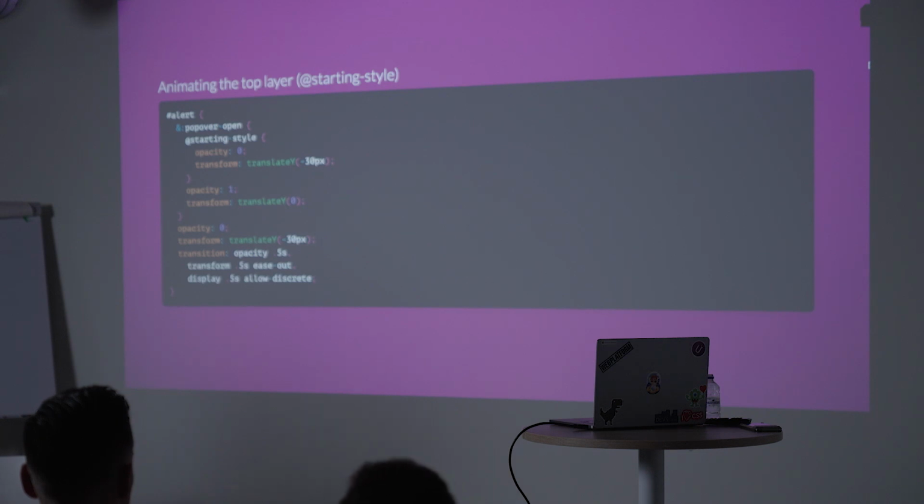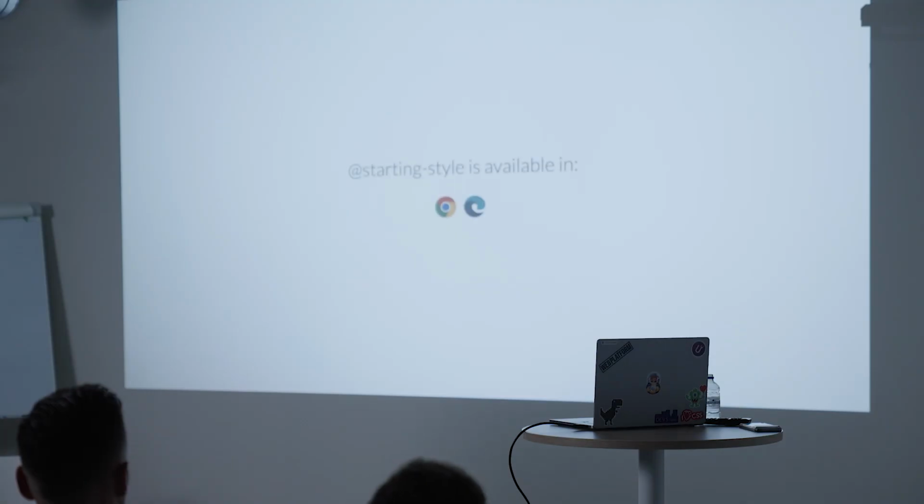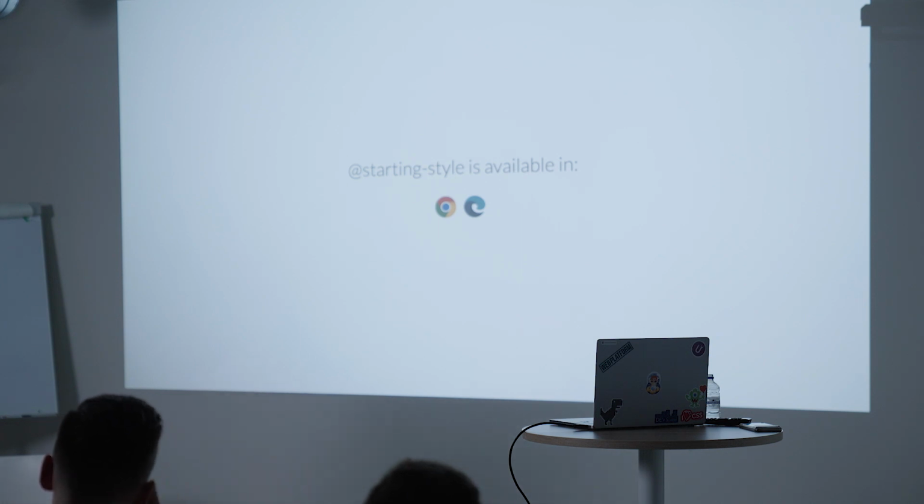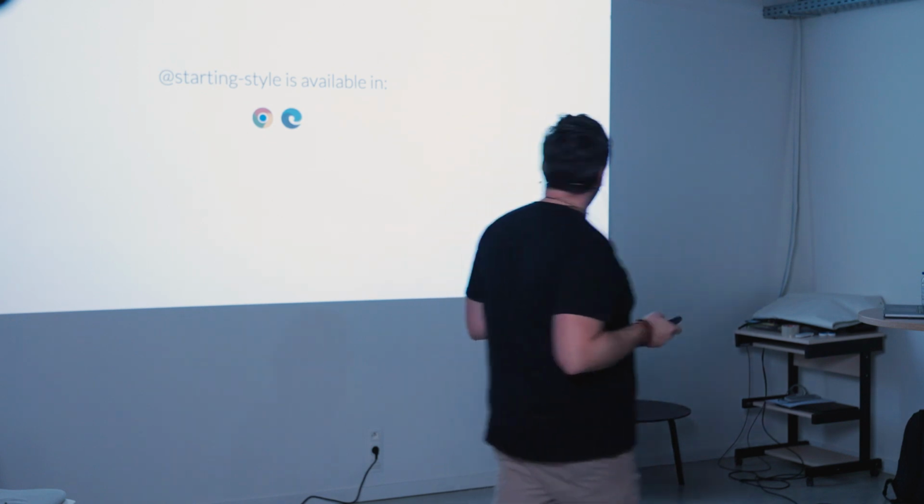Well, luckily there is a part implementation, which is @starting-style, where you can declare a starting style for your items, and that way you can animate to them. Also, by allowing discrete properties, which you can see here, you can these days transition to display none. So, important one for that. Starting style is currently available in Chrome and Edge. I'm not sure if it's interop. I kind of forgot to check. Should have checked that. But yeah, we'll have to see.